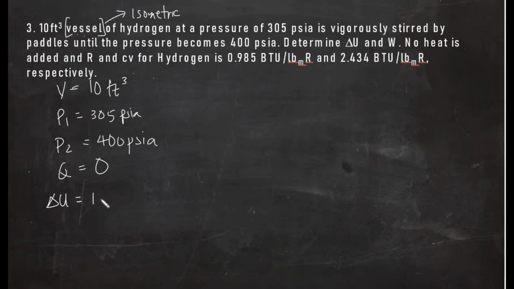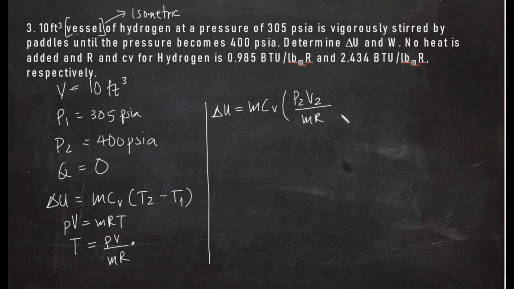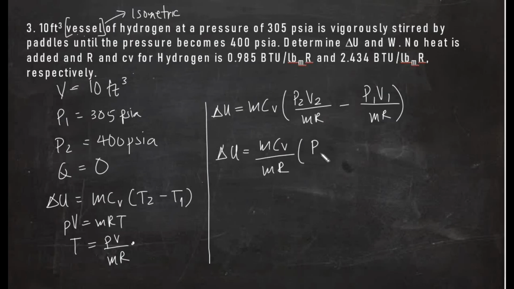So we have delta U is equal to mCv times the quantity T2 minus T1. Although we are not given the temperature, from the perfect gas law we have PV equal to mRT, and therefore T is equal to PV over mR. If we substitute that value of T into our delta U, we will have mCv times T2 is now P2V2 over mR, minus P1V1 over mR. So delta U is equal to, we factor out mR, Cv over mR times P2V2 minus P1V1. So we can cancel out the mass.